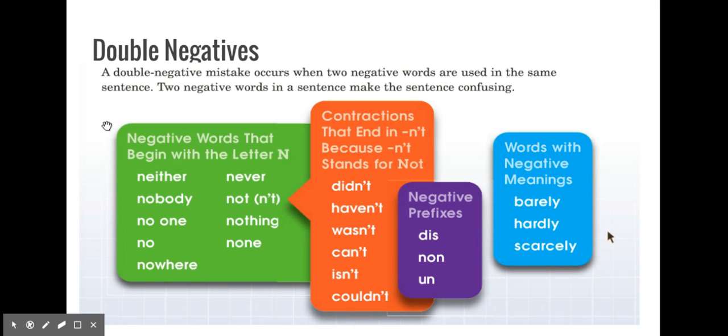Negative words include things like neither, never, nobody, not, nothing, none, no, nowhere, didn't, haven't, wasn't. So many of the contractions that have the N apostrophe T at the end. Negative prefixes such as dis, non, and un, because they all mean not. And then words with negative meanings: barely, hardly, scarcely. There are probably more than this, but this is a good sampling.